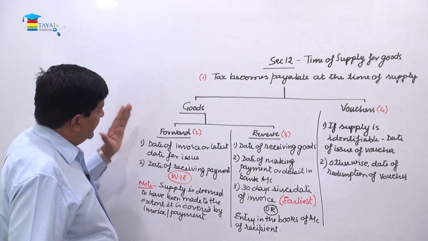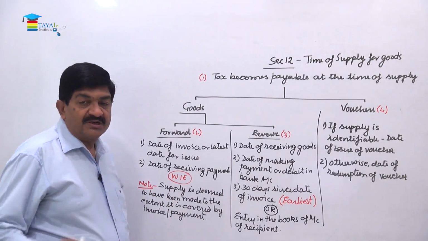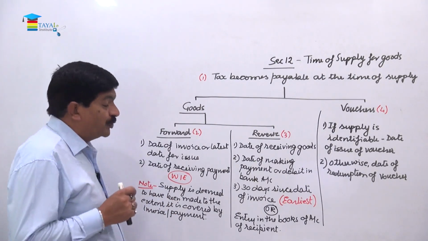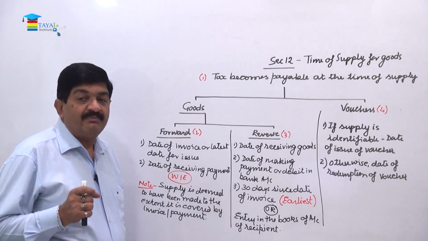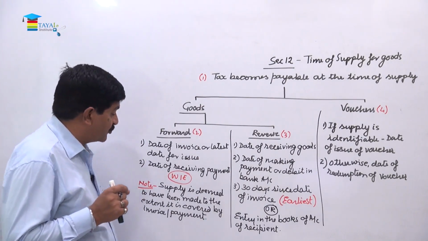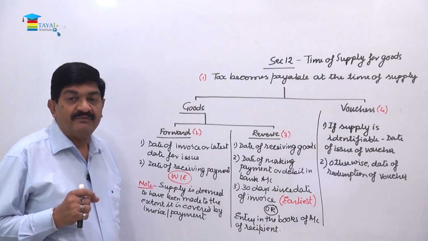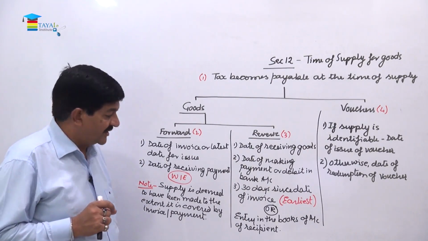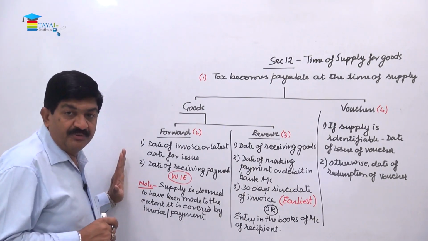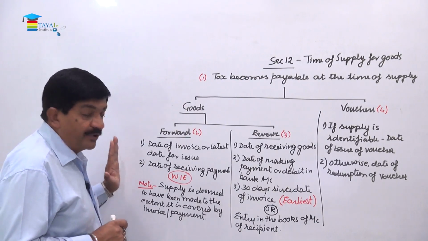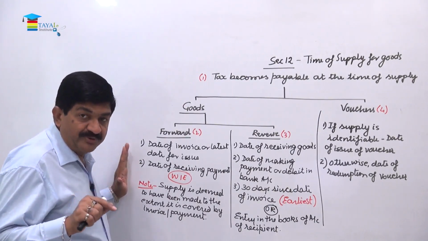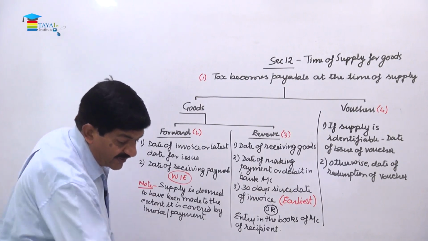So this says, in case of forward charge, what is the time of supply? Either actual date of invoice or the latest date by which the invoice should have been issued, otherwise date of receiving payment, right? I hope you have already taken a note. If you have not taken a note, press the pause button, take a note, because I am proceeding further, right?